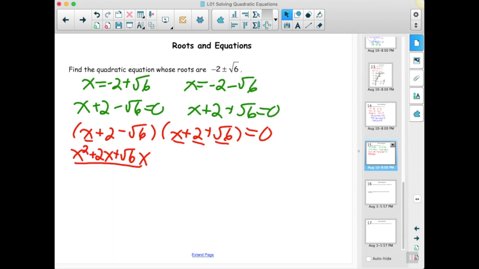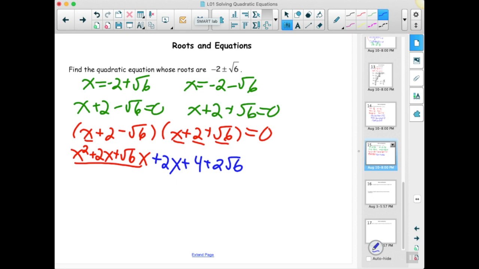I'm going to change pen colors now. Land into the next one. Plus 2x, plus 4, plus 2 root 6. So that times that, that times that, that times that.